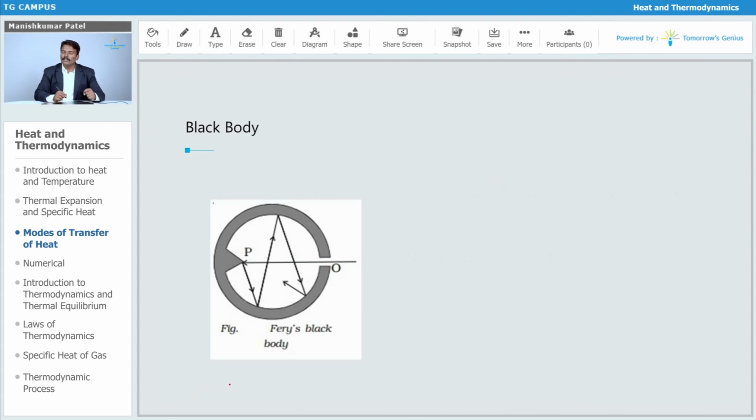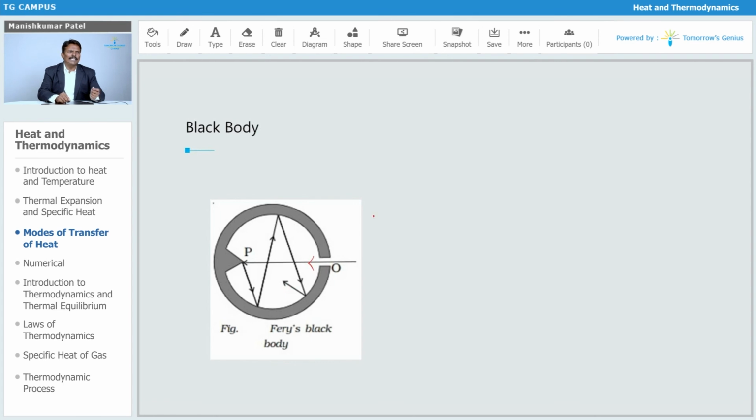The black body does not exist ideally, but practically we can say this is called Fery's black body. The radiations enter and fall on this conical projection, then they get reflected multiple times and the radiation gets absorbed completely.